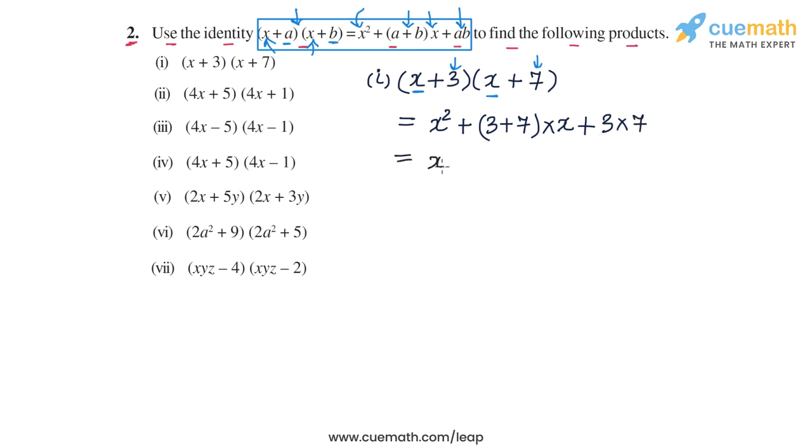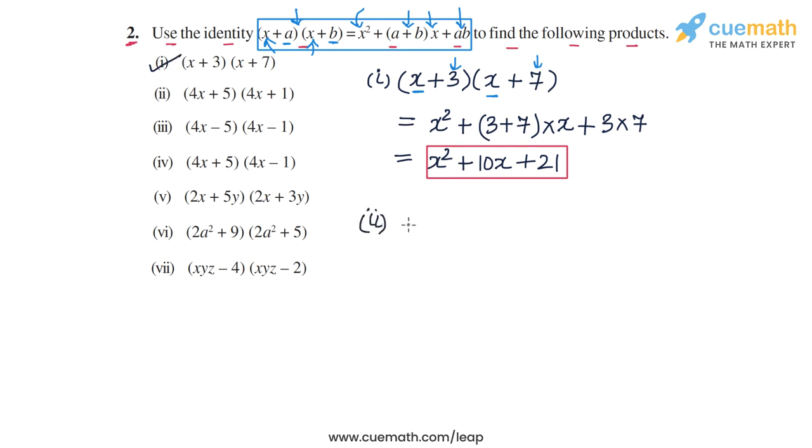So this becomes x² plus 3 plus 7 is 10, 10 into x is 10x. So x² plus 10x plus 3 into 7 is 21. So this expression, x² + 10x + 21, this is the product in part 1. So this completes part 1. Now let's go to part 2.